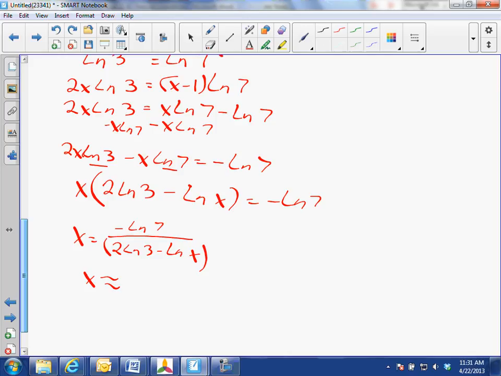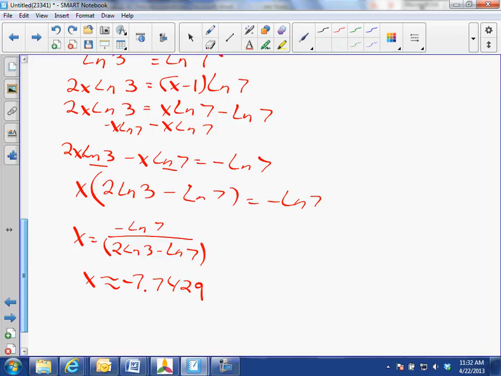I just got confused. Why is that supposed to be a 7? Natural log, below. Oh, right here, yes. So I come up with negative 7.742.